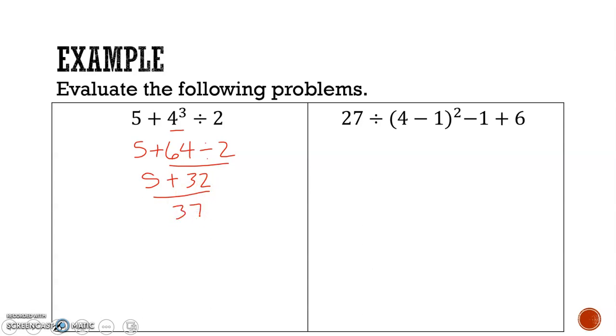So notice how I'm only doing one thing per line. I did the exponent, I did the dividing, and then I did the adding. One thing per line. So there's less to look at every time you move down.